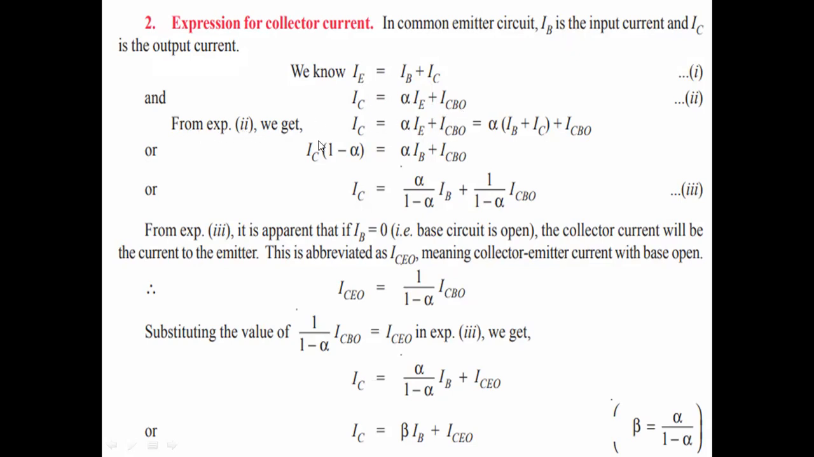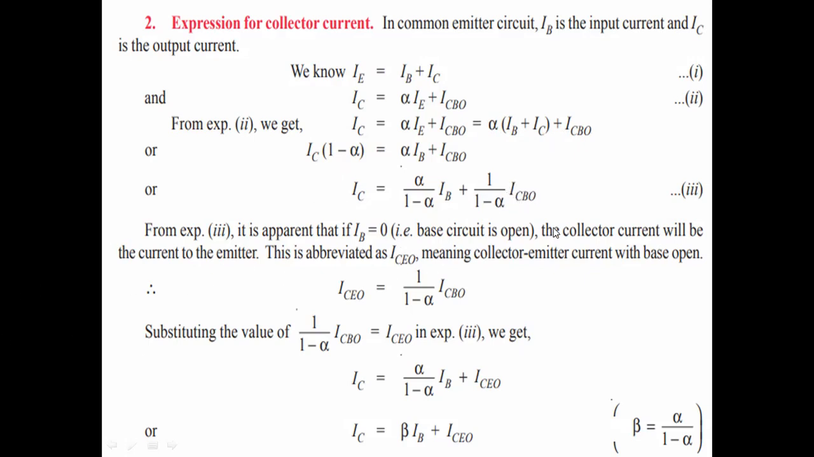From equation 2 we get IC is equal to alpha IE plus ICBO, and whereas IE is equal to IB plus IC. Substituting IB plus IC here gives alpha into IB plus IC, plus ICBO. Separating the IC terms, we get IC is equal to alpha by 1 minus alpha into IB plus 1 by 1 minus alpha into ICBO. Alpha by 1 minus alpha corresponds to beta. And here, one more thing: in the common base configuration, we have the one ICBO, the reverse saturation current.